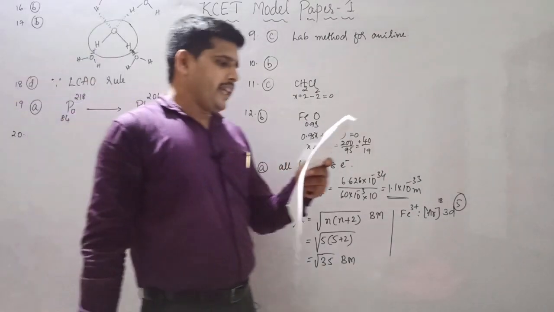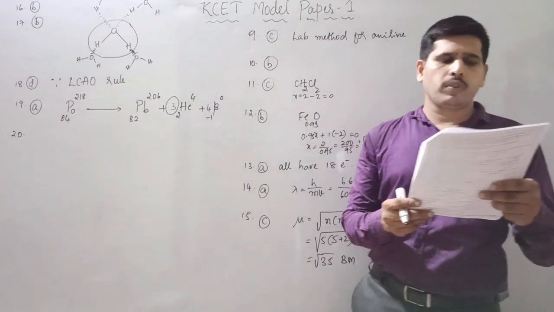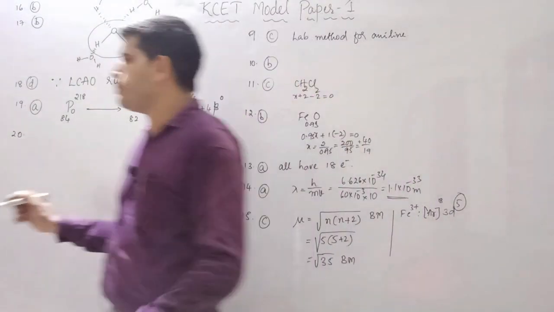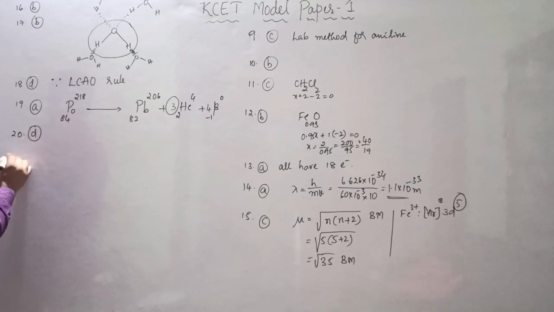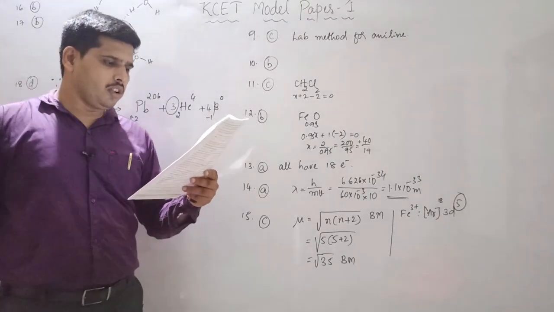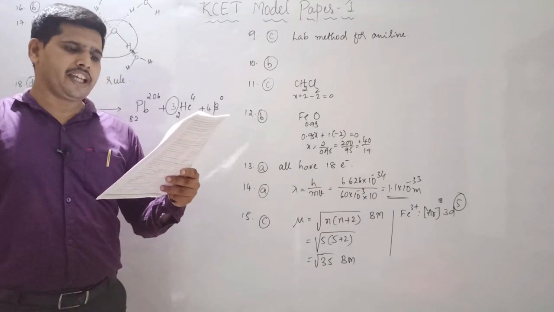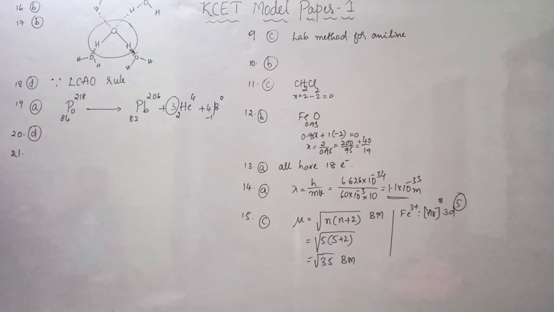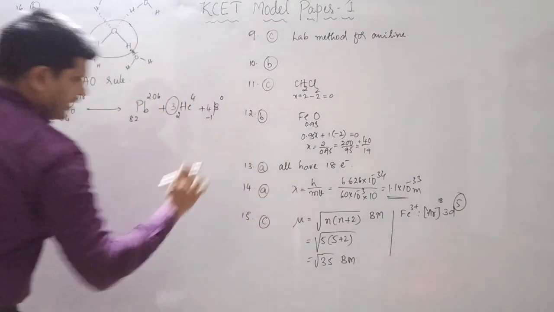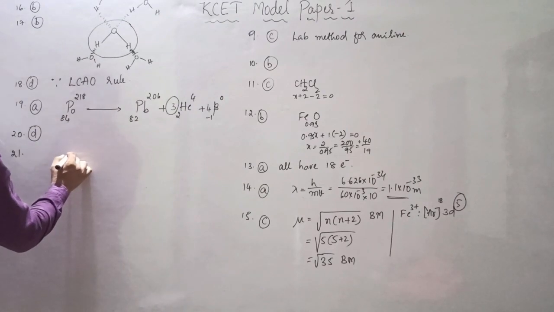20th one, excess of sodium ions in human system causes, so obviously high blood pressure, BP, it will be high. So option D. Next, 21st one, the spin-only magnetic moment of nickel 2 plus in aqueous solution would be. So what is the spin-only magnetic moment of this? How to calculate it? Again, the formula is here. It's a bit different type of problem, that's it.